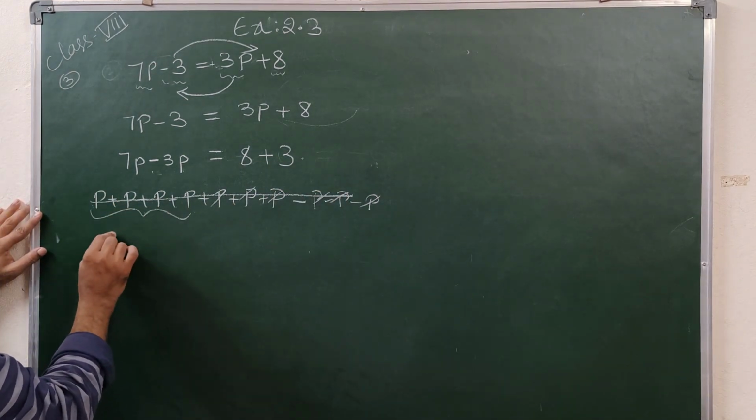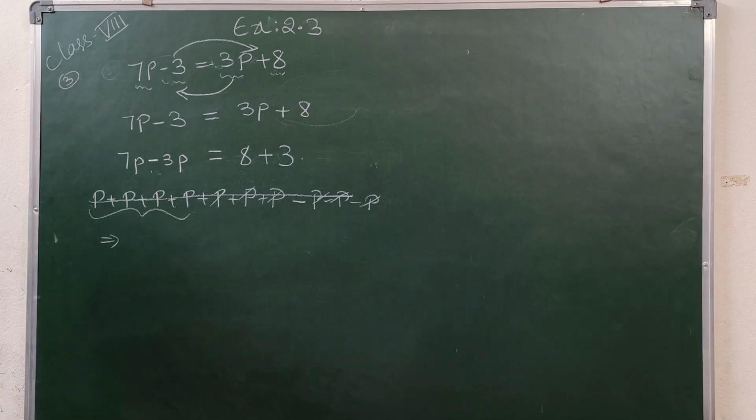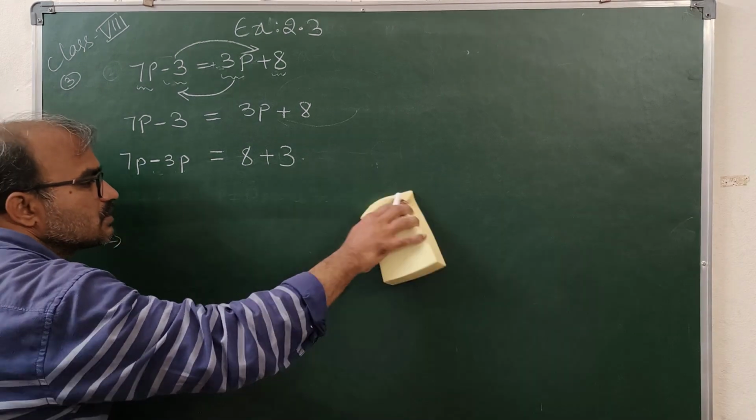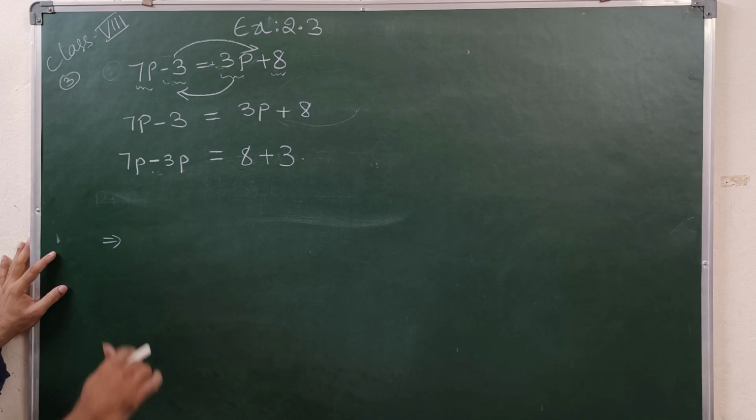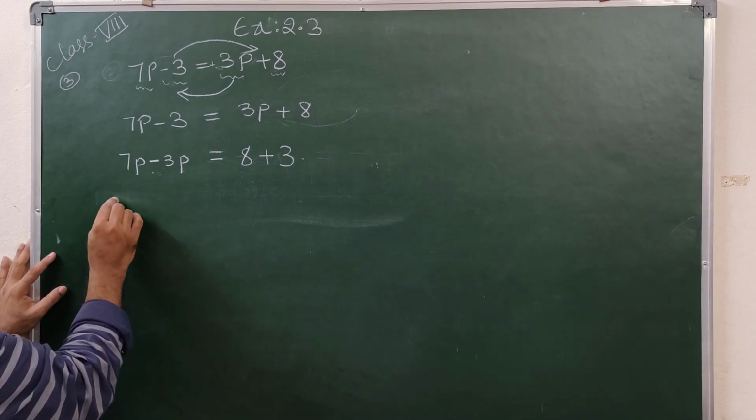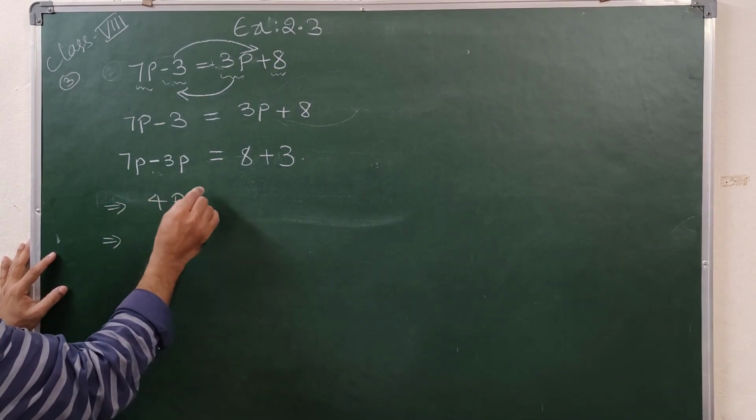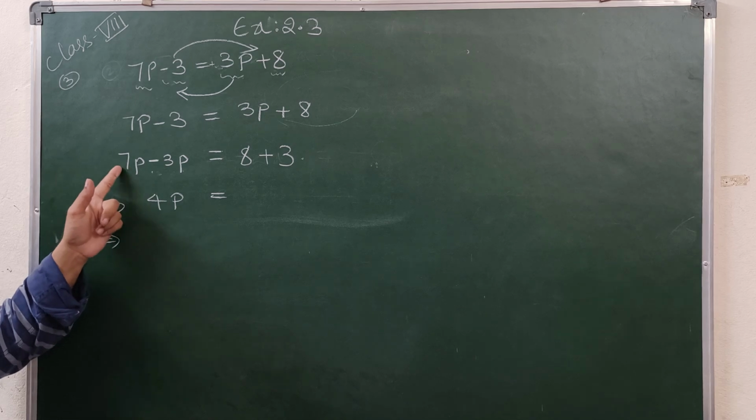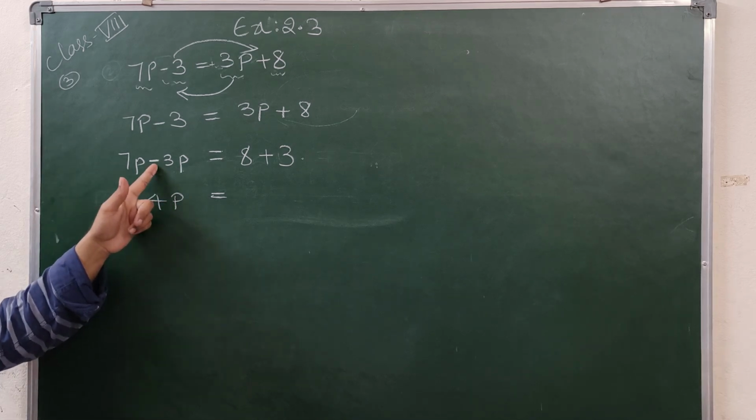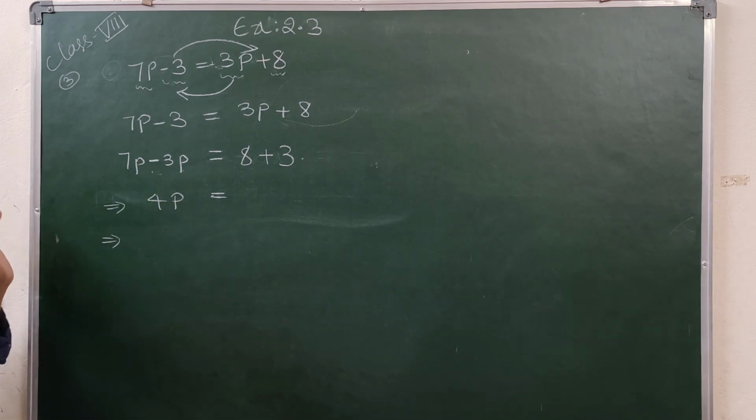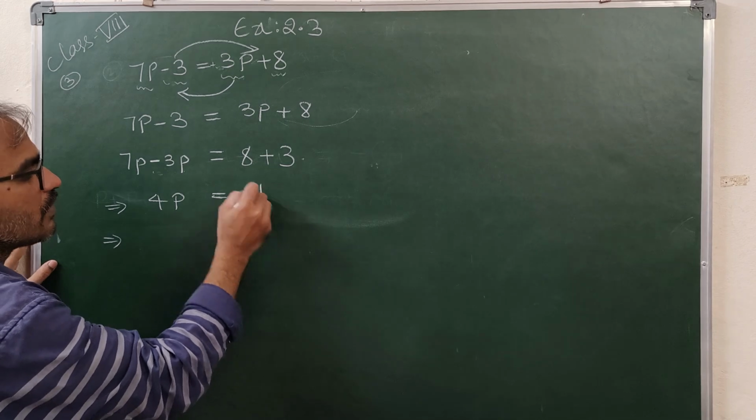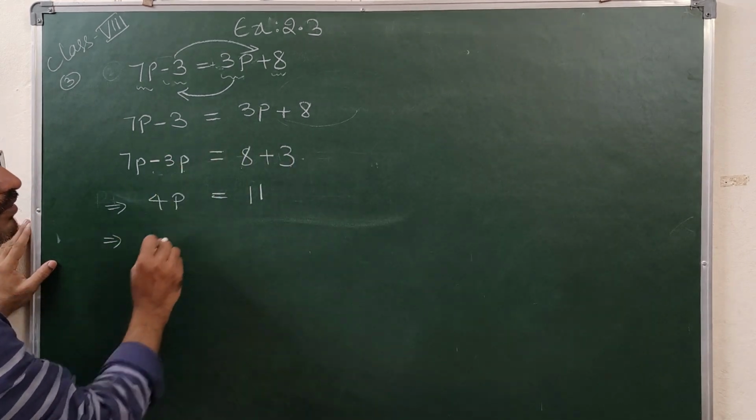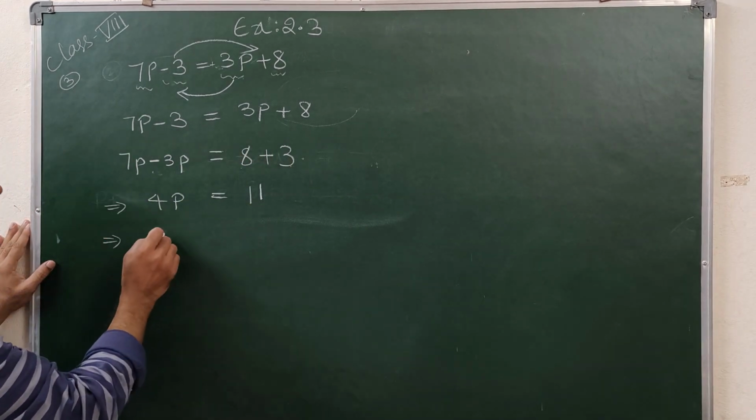So implies, you should do this in your mind. So this implies 4p. Next time you think 7 p's are there, 3 p's are removed from that. Subtraction means removing. So 4p is equal to 11. 8 plus 3 is 11, right? You learned up to 5th class, so you should not be confused by that.